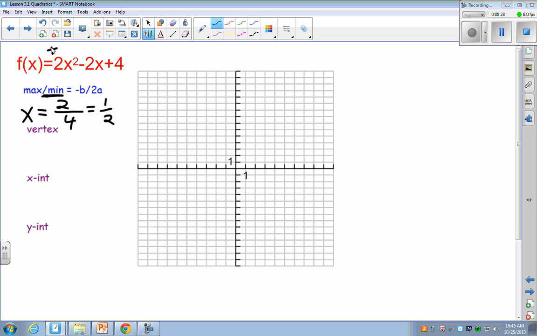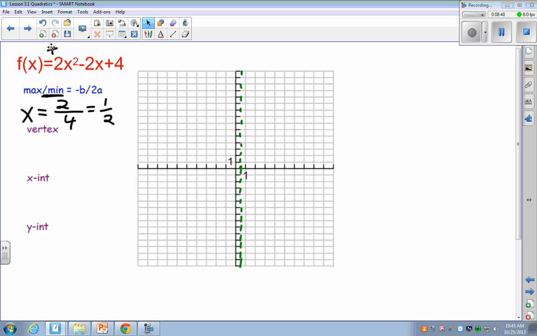And you're not always going to get perfect answers, so that's okay. Actually, 1/2 is a perfect answer. I meant to say that we're not always going to get integers as answers. And so we plot the point x is equal to 1/2 and draw that vertical line, our line of symmetry.